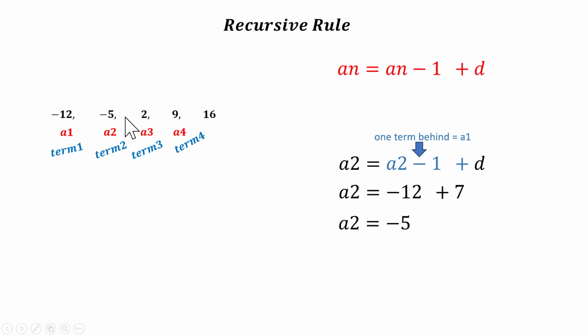Try to find now, use the recursive rule. You only have to know that this expression here, a(n-1), is one term back, one step back from the term that you want to find. If you want to find the 12th term, this is the 11th term. If you want to find the 7th term, this is the 6th term. If you find the third term, this is the second term plus the common difference.